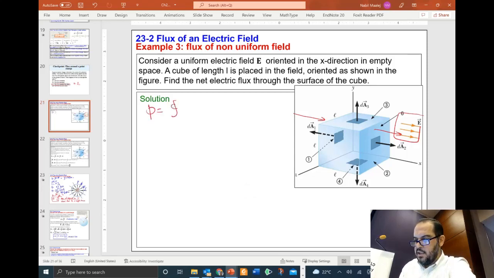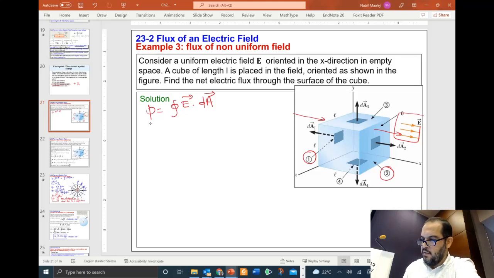So in this case, it's E dotted with dA. To simplify things, I can divide this into 6 surfaces, because clearly on a cube we have 6 surfaces. So let me call this area here 1, this back area 1. The front area I will call 2, and the side areas I will call 3, 4, 5, and 6.